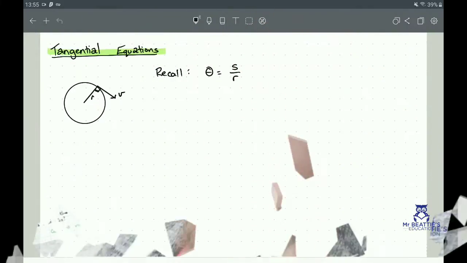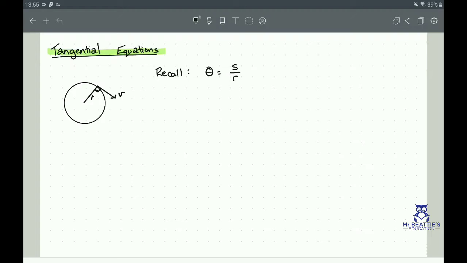In our last video for Advanced Higher, we were looking at the equations of angular motion. So now today what we're going to look at is equations for tangential motion. So tangential is when something's moving in a circle and then it goes off at a right angle to the radius at that point.